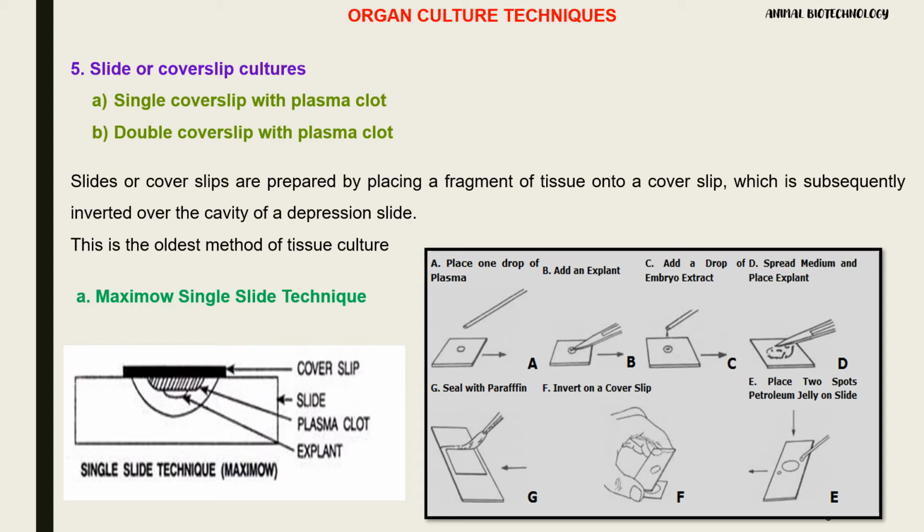Next, the embryo extract containing solution is added onto it and mixed before it clots. The explant is then located on it, as shown in the second figure. Now, place two spots of petroleum jelly onto the slide or the cover slip, and then place a cover slip over it. Apply slight pressure so that the jelly sticks onto the cover slip and allow it to clot.